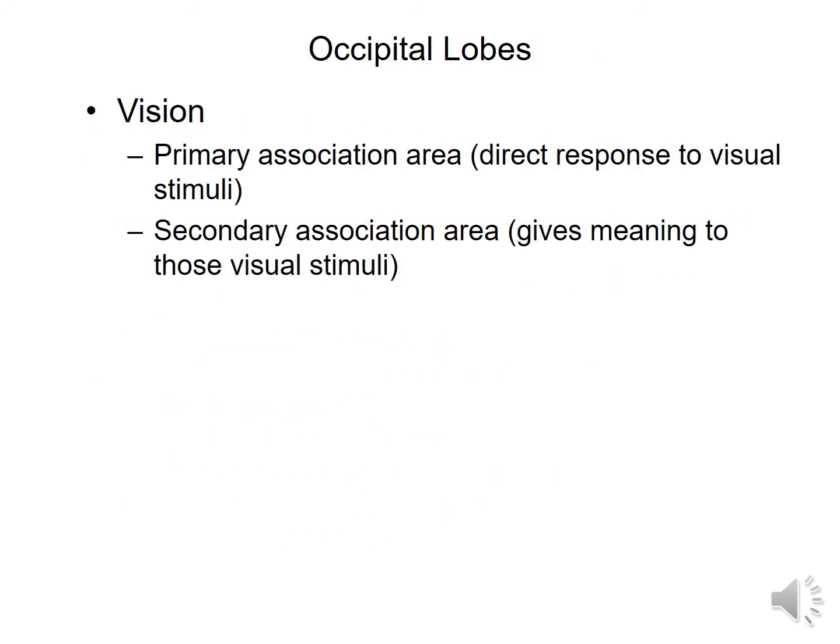The occipital lobe is pretty much involved in vision. So imagine two circular areas in the brain, in the back of the brain. The inner circle would be the primary association cortex that involves direct responses to visual stimuli like color and orientation and size and complexity and shading. And the secondary association cortex around it is where you give meaning to what you're seeing.